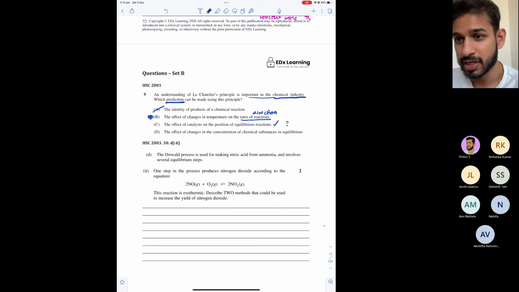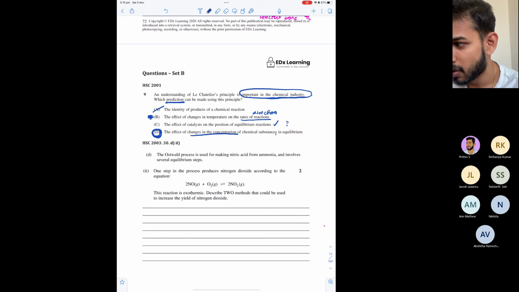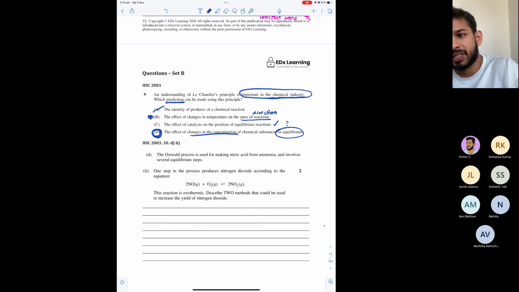Option C, yes, Le Chatelier's principle does tell you how catalysts will affect the position of equilibrium systems, but it's not important in the chemical industry. We don't need to use LCP to explain that, right? And finally, D, I think D is the best answer because LCP does tell you the direct effect of changing concentration of substances on equilibriums. Literally what it does. So just in terms of wording, D is the best answer, but as you can see, B and C are also correct. They don't ask questions that are this vaguely worded anymore in HSC, so don't worry too much about that, but it's just to get you thinking.